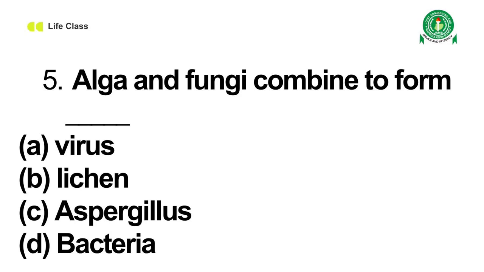Algae and fungi combine to form dash. A. Virus, B. Lichen, C. Aspergillus, D. Bacteria. So the correct answer here is lichen. So whenever fungi combines with algae, it forms lichen.